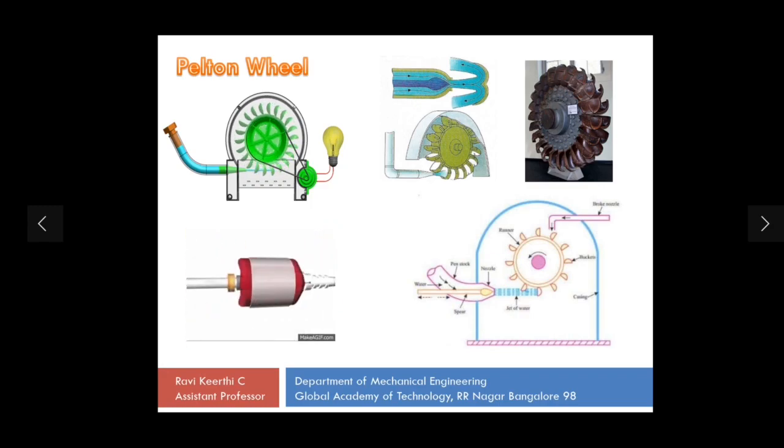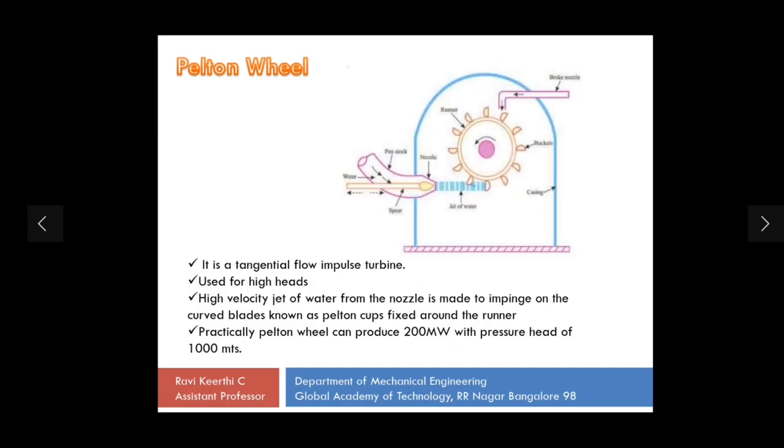What you need to understand here is you need to draw this particular diagram. This is a diagram that you need to draw. You need to understand a few concepts here. This Pelton wheel is a tangential flow impulse turbine. Water flows tangentially along the Pelton cups here, and it is impulsive force that is acting on the blades. That is why it is classified under impulse turbine.